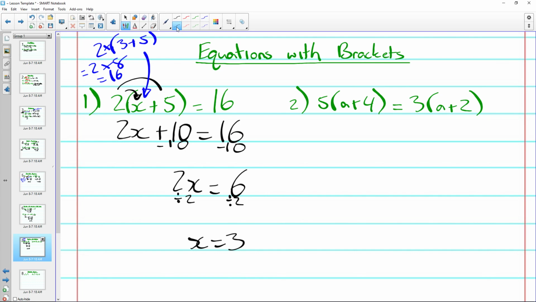And this last one is kind of like a combination of both the equations with pronumerals on both sides, and also equations with brackets. What we need to do here is expand both sides.